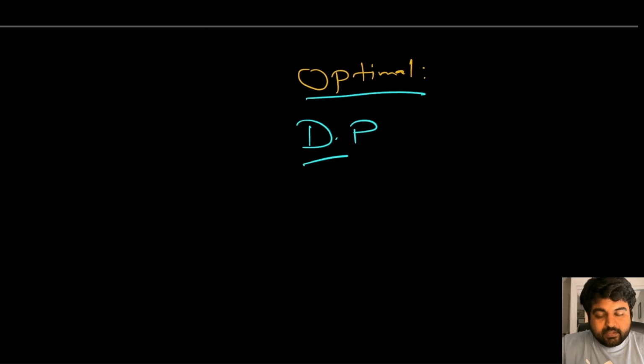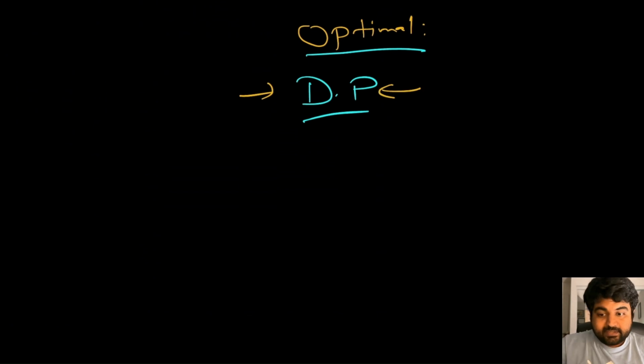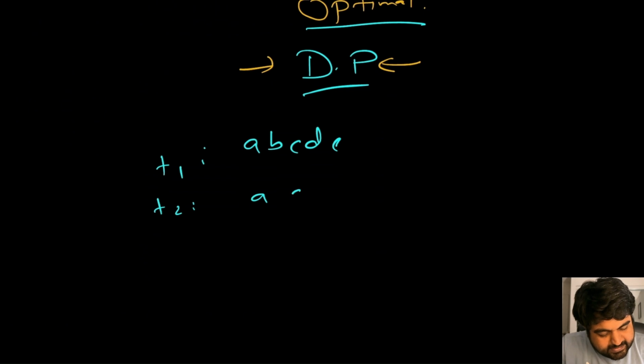Now let me come to the optimal way to solve this problem, and for that we are going to use one of the most beautiful concepts in computer science, and that is dynamic programming. Let's take a quick recap and understand why we actually have to use dynamic programming in this problem. The answer is quite straightforward. Let's say we are given the two strings A, B, C, D, E, and then once again A, C, and E.